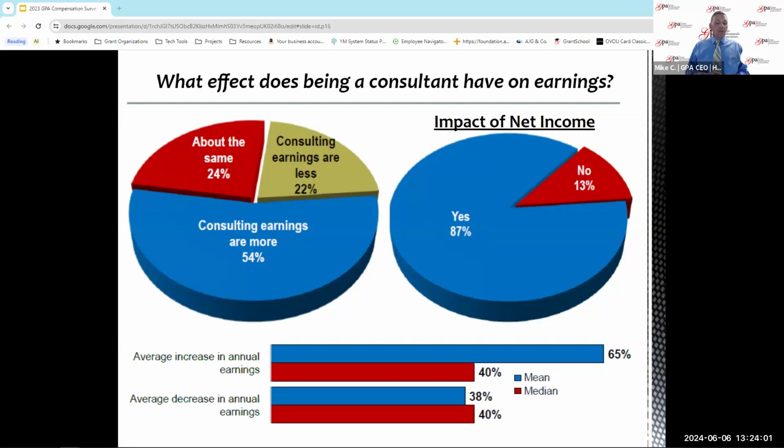The positive impact: consultants report that this career choice had a significant impact on their earnings. Those that indicated their earnings are more indicated a mean of 65% and a median of 40% increase in earnings. That's almost identical to the results that we had in 2022. In terms of those who indicated their consulting earnings were less, it's consistent with, and the sheer size of the latter figures indicate, the risk that is involved in starting a consulting business.